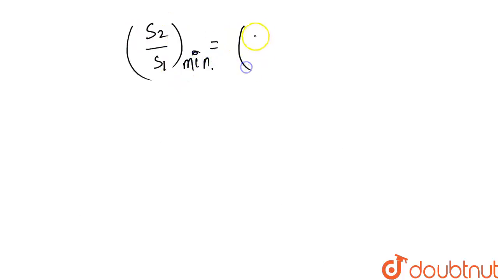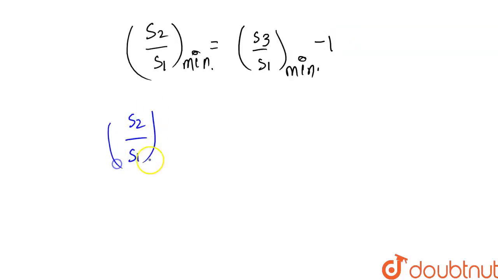Now let's solve. Let's first write what we have to find. We have to find S2 upon S1 minimum, and we have already done it. It is S3 divided by S1 minimum minus 1. Now S3 upon S1 we found as 1 upon x into y, minus 1.